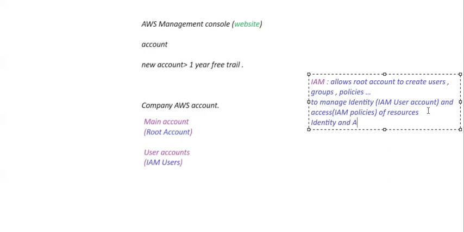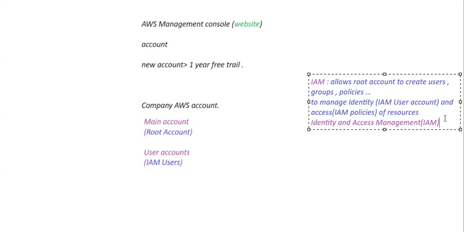and access management. In short, can I call this IAM? Yes. In short, we can call this IAM. So this is the IAM service. If anyone asks you what IAM is, it is a service in AWS. By using that service, you can manage the identity and access of your resources. Okay.